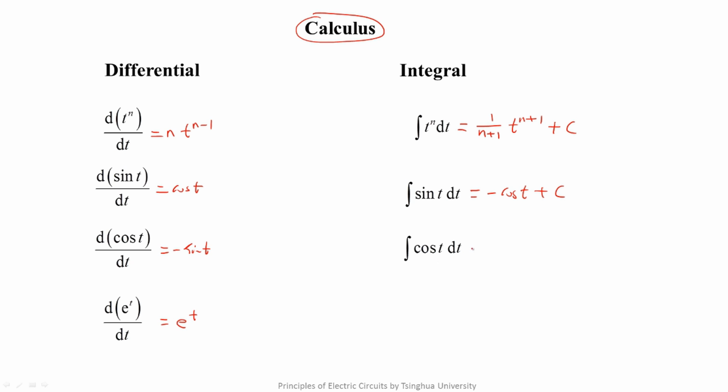The integral of cosine t equals sine t plus c, because the differential of sine t equals cosine t. The integral of e to the power of t equals e to the power of t plus c, because the differential of e to the power of t is still e to the power of t. Well, after knowing these conclusions, let's take an exercise which is a little complicated.